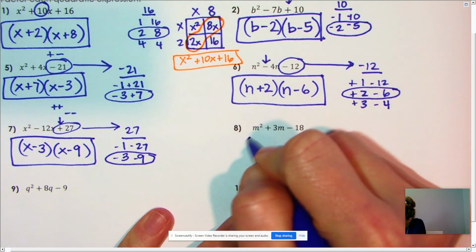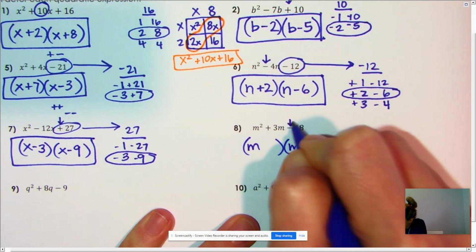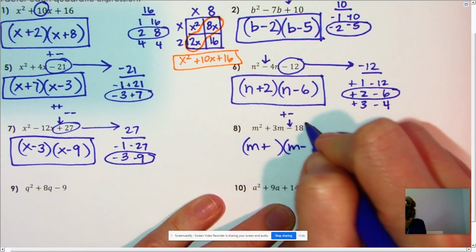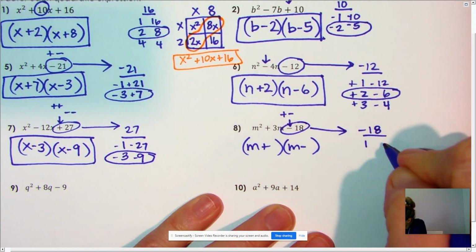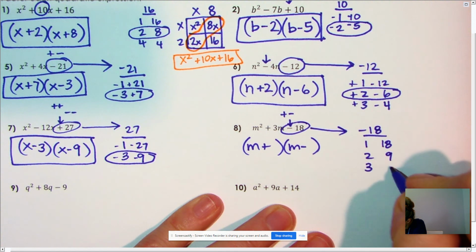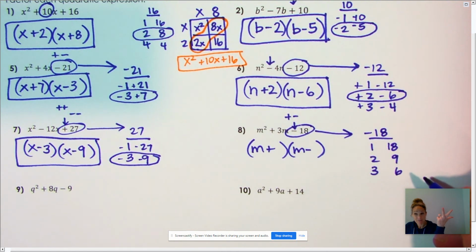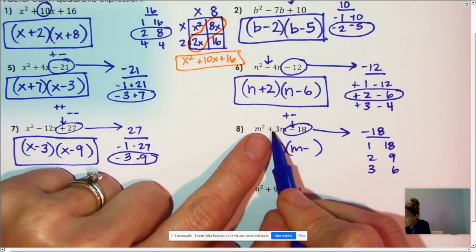Okay, so we're gonna do another one. We've got M and M. Anytime it's a negative, I know there's gonna be 1 plus and 1 minus. So I'm gonna take the negative 18 and I'm gonna list all the things that make negative 18. 1 goes in, 2 goes in, 3 goes in, 4 can't, 5 can't, 6 can, but it's already up there, so I'm done. So now I say, well, what was the answer when I added them?